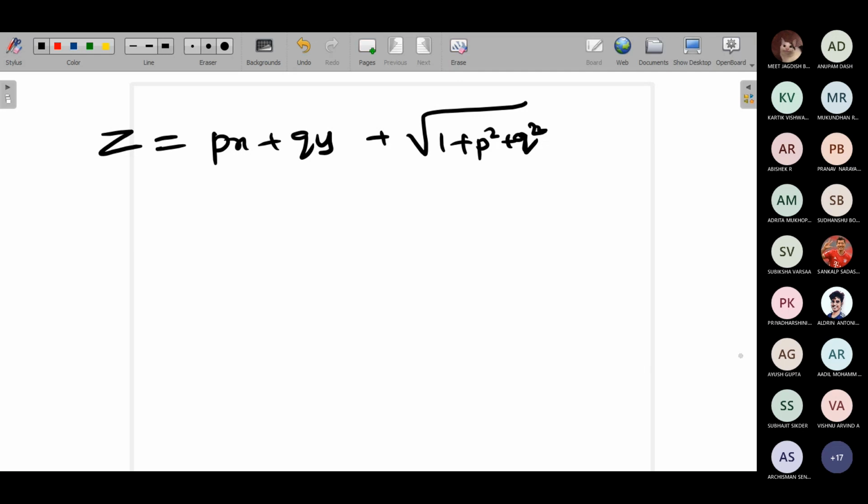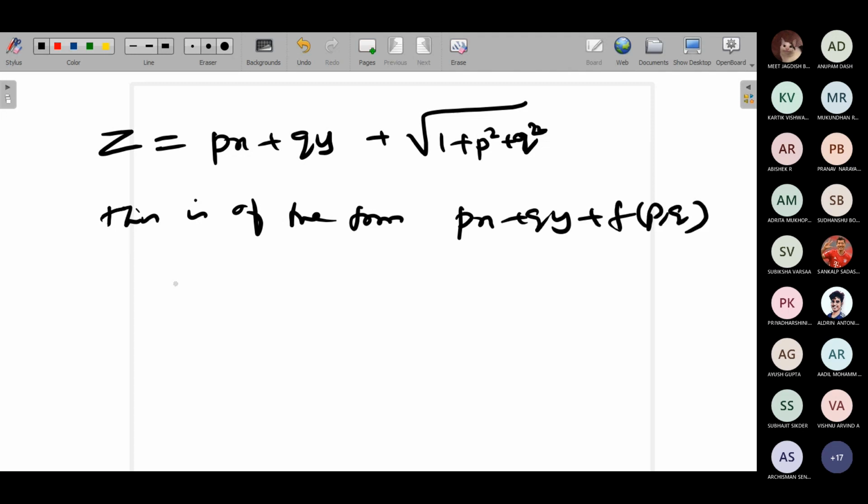This is of type 2. This is of the form px plus qy plus f of p comma q. It is Clairaut's form, yes or no? For Clairaut's form, you know that the singular solution exists. You should do till the singular solution.